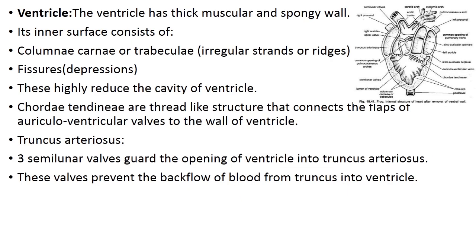And the ventricle has a thick, muscular and spongy wall. Its inner surface consists of columnae carneae or trabeculae, which are irregular strands or ridges, and the depressions between the ridges are known as fissures. These highly reduce the cavity of the ventricle. Chordae tendineae are thread-like structures that connect the flaps of the auriculoventricular valves to the wall of the ventricle. Then the truncus arteriosus is there, and three semilunar valves guard the opening of the ventricle into the truncus arteriosus. These valves prevent the backflow of blood from the truncus into the ventricle.